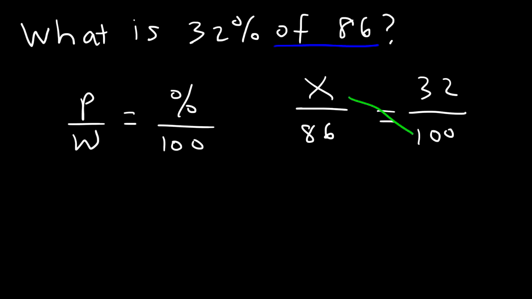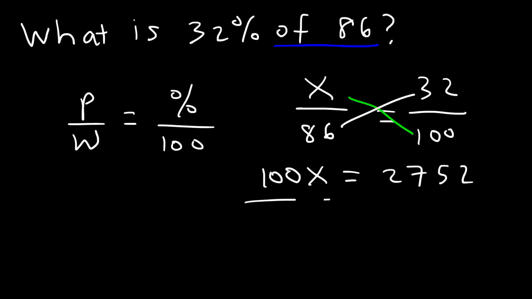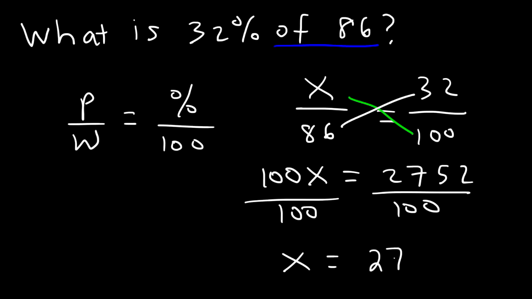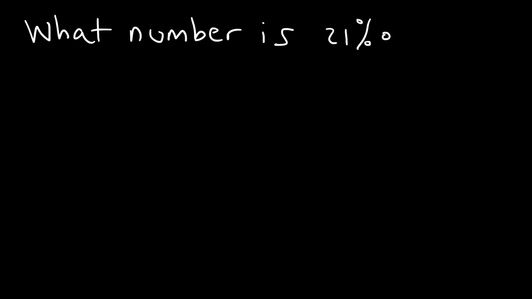And now we just got to cross multiply. So X times 100 is 100X, and 86 times 32, let's find the value for that. That's going to be 2752. So all we got to do is divide 2752 by 100, and that's equal to 27.52. So 27.52 is 32% of 86, and that's the answer. Here's another example. What number is 21% of 250?